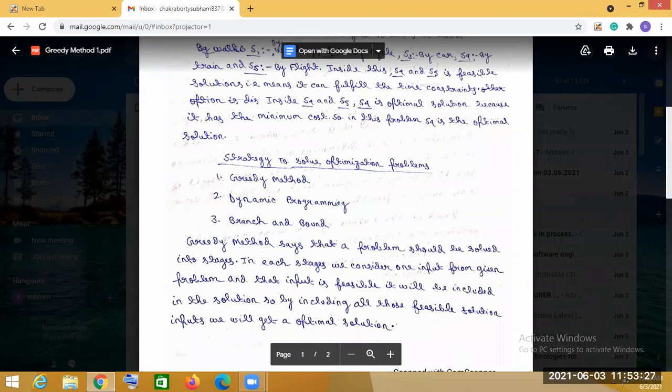So in the greedy method, at each stage this filtering process works: those inputs which are feasible will be taken, and those inputs which are not feasible at that time will be rejected. After doing this process, we will get the optimal solution. So this is the way the greedy method, or greedy approach, works. Clear?